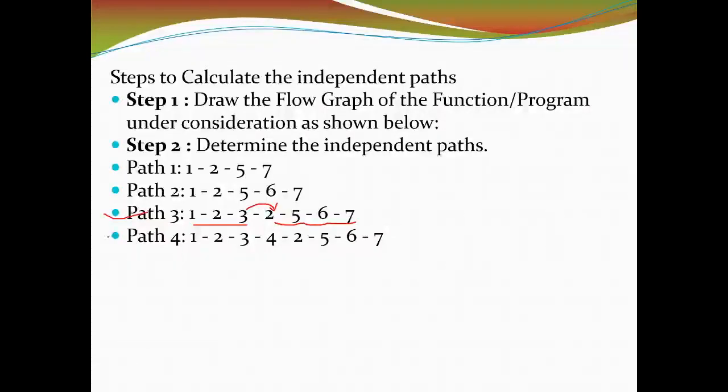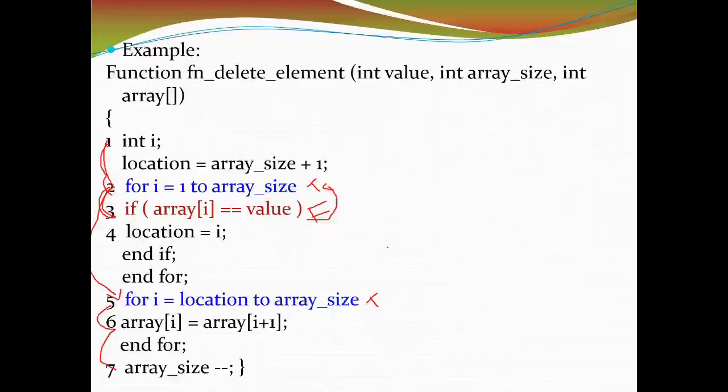Next, path 4: 1 to 2, 2 to 3, 3 to 4. See, from statement 4 again it is going to return back to the loop and then execute 2 to 5, 5 to 6 and 6 to 7. You can see here.